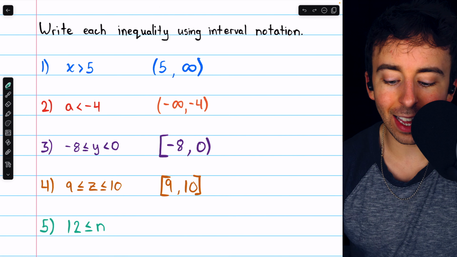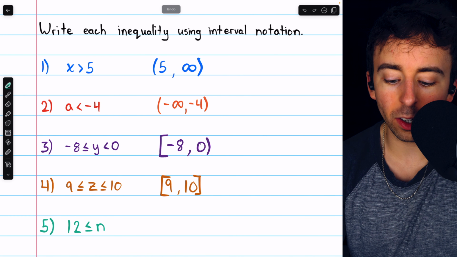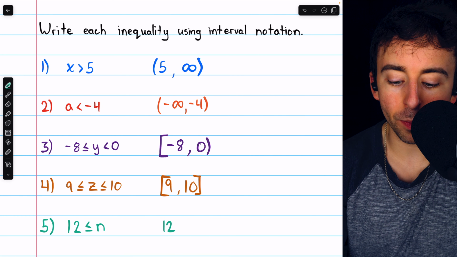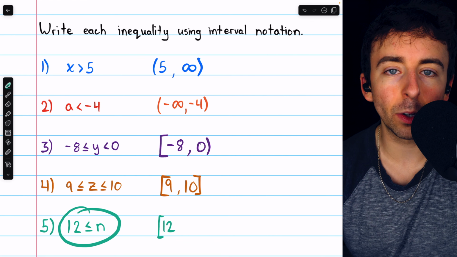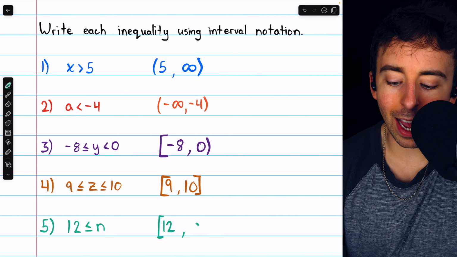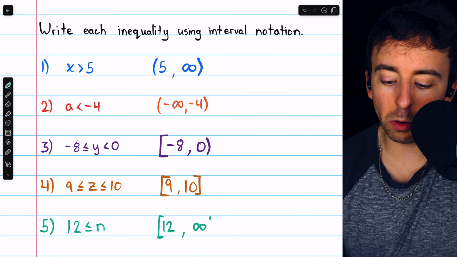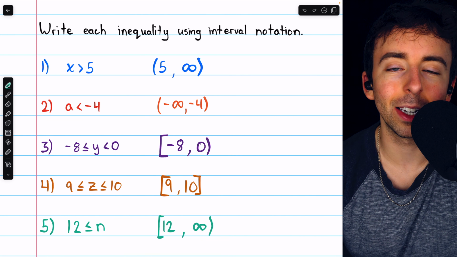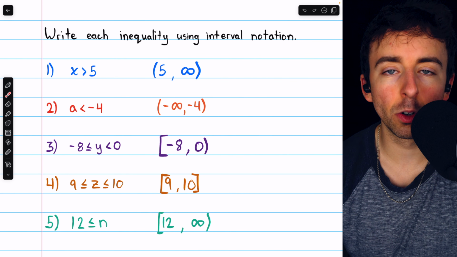Finally, 12 is less than or equal to n. Since n has to be greater than or equal to 12, 12 is our lower bound, and it should be written with a bracket because it is included. N is allowed to equal 12. As long as n is greater than or equal to 12, it can be anything else, and so we go up to infinity. There's no upper bound. And we write that with a parenthesis because infinity is not a number, and so can't actually be included in the interval. So that's how to write inequalities using the very handy interval notation.